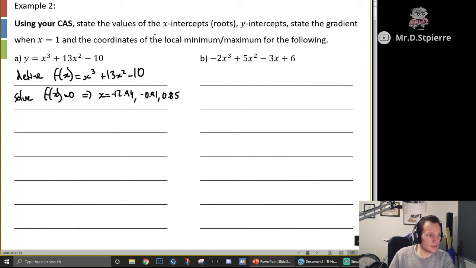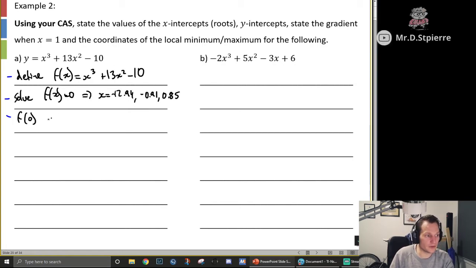So that's x-intercepts. We need to find our y-intercept. So we're going to solve f of 0, or actually we can just do f of 0. That's our next command. Each one of these is a command solve, this one, and we're just going to do f of 0.